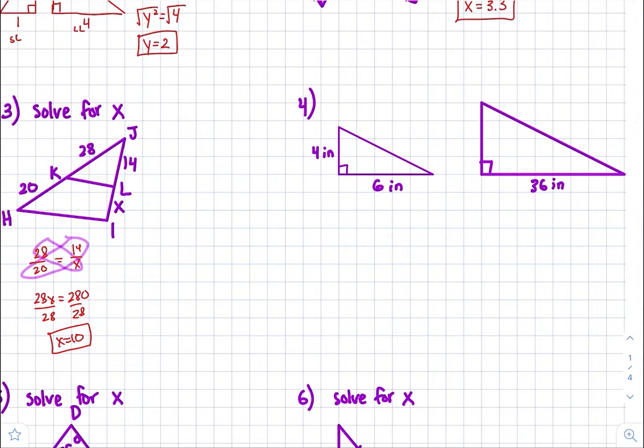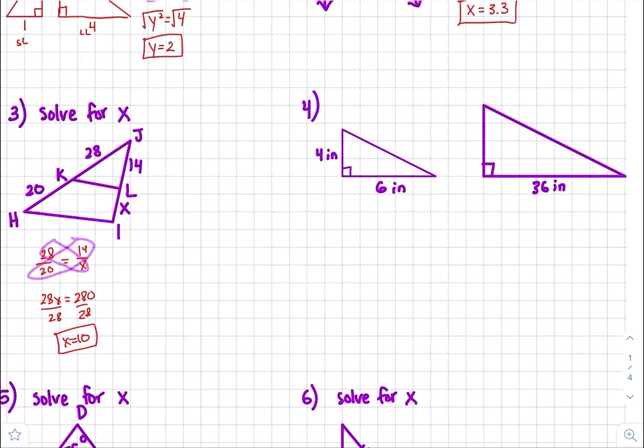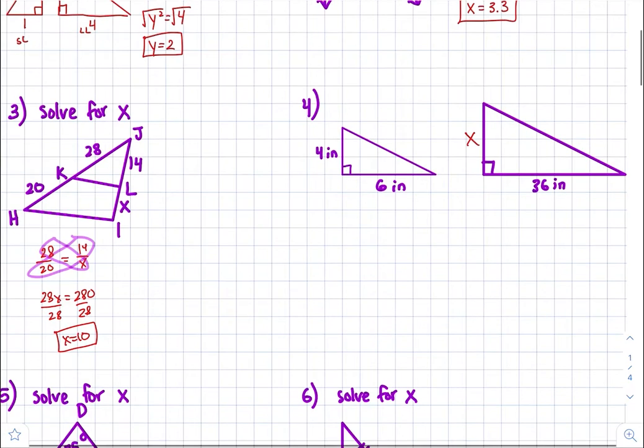Okay, number 4. Number 4 had to do with a triangular postcard, you guys, and you had to draw the figure on yourself. So these are the two figures you should have drawn, and you had to try to think of the height of this enlargement. So the height of that enlargement, you guys, you have to set up a proportion. So 4 over 6 would have equal to x over 36.